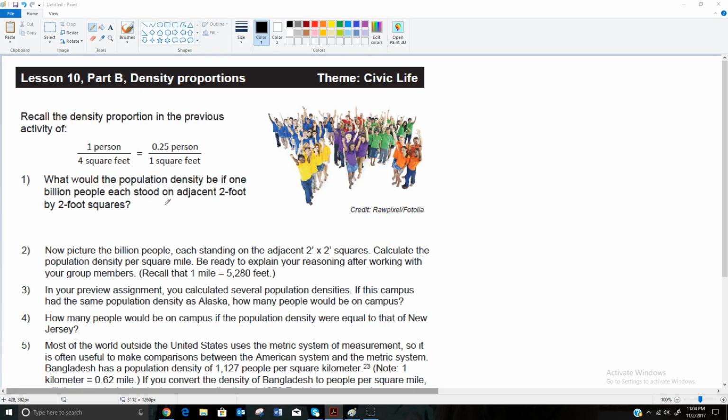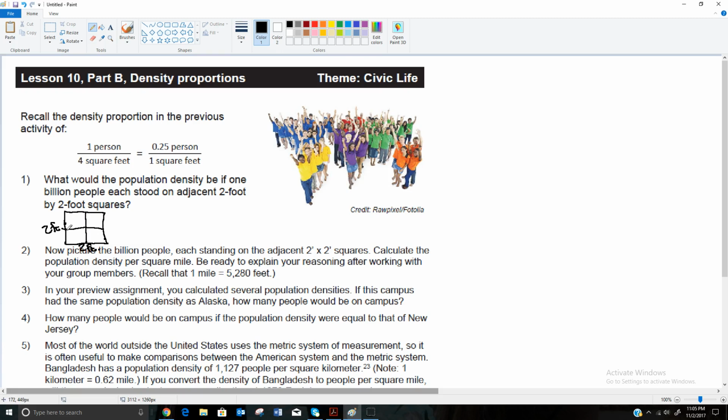So what would the population density be if 1 billion people each stood on adjacent 4 by 4 foot squares? Well, before we calculate that, I'm sorry, I said 4 by 4. It's actually 2 by 2 foot squares. I was getting ahead of myself. So a 2 by 2 foot square would be, and this isn't to size, of course, a square that was 2 feet by 2 feet, in other words, within here there would be 4 square feet.